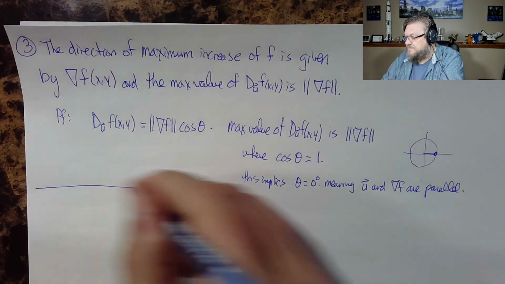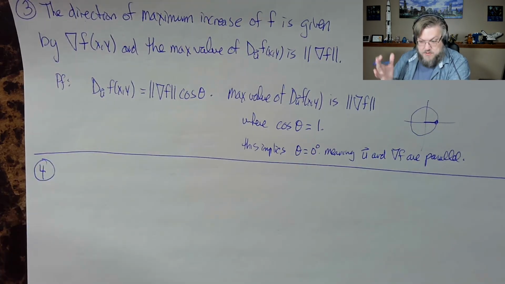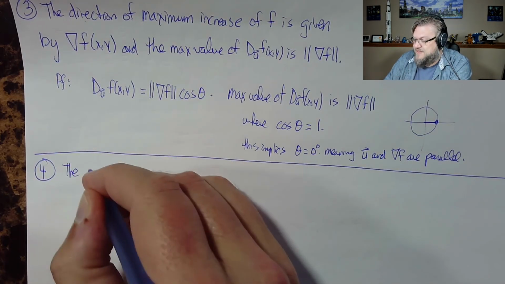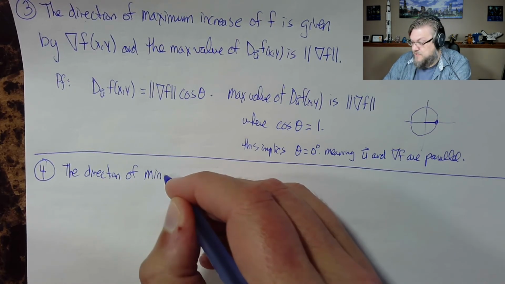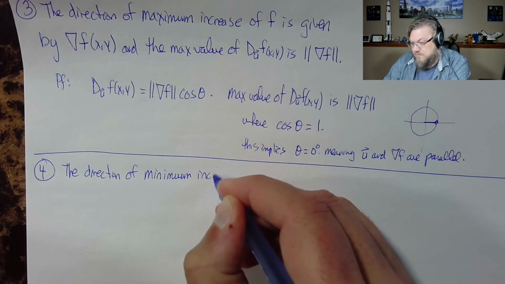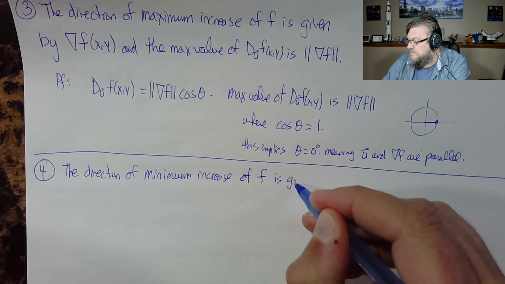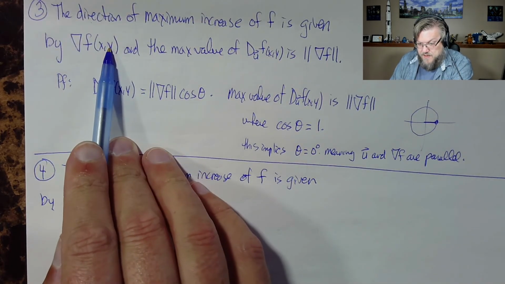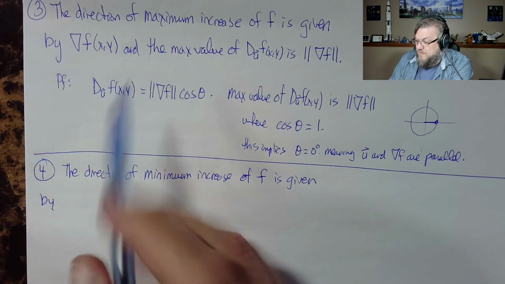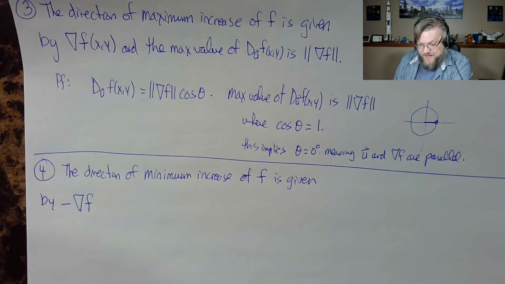Right? Nice. Okay, I can now say the exact mirror situation. I can say the following. I can say the direction of minimum increase of f is given by not the gradient, because I know the gradient points in the direction of maximum increase, but kind of nicely, this is negative gradient of f. In other words, the opposite direction, right?